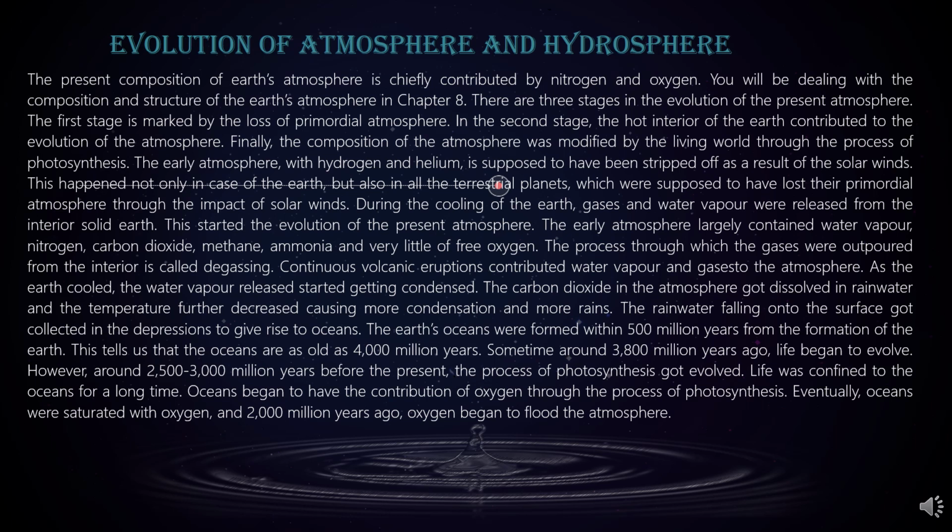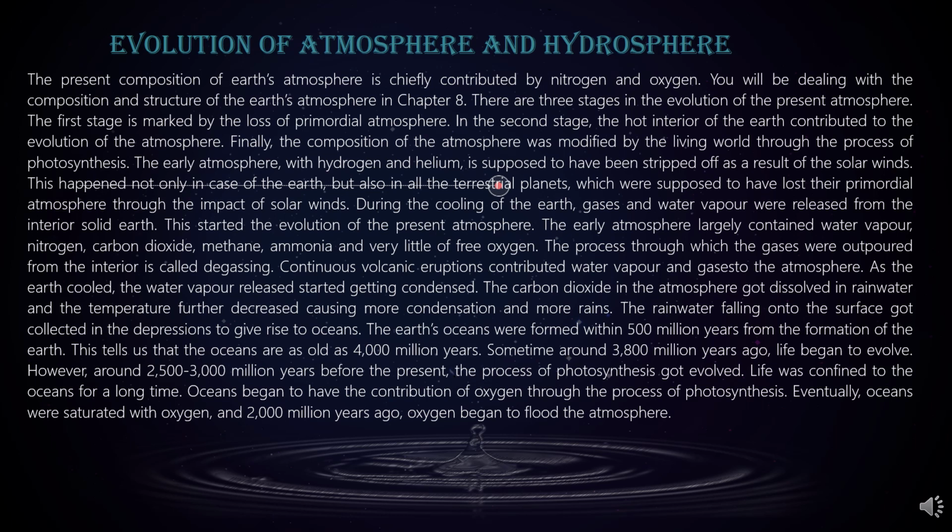The early atmosphere largely contained water vapor, nitrogen, carbon dioxide, methane, ammonia, and very little of free oxygen. The process through which the gases were outpoured from the interior is called degassing. Continuous volcanic eruptions contributed water vapor and gases to the atmosphere. As the Earth cooled, the water vapor released started getting condensed. The carbon dioxide in the atmosphere got dissolved in rainwater and the temperature further decreased, causing more condensation and more rains. The rainwater falling onto the surface got collected in the depressions to give rise to oceans.